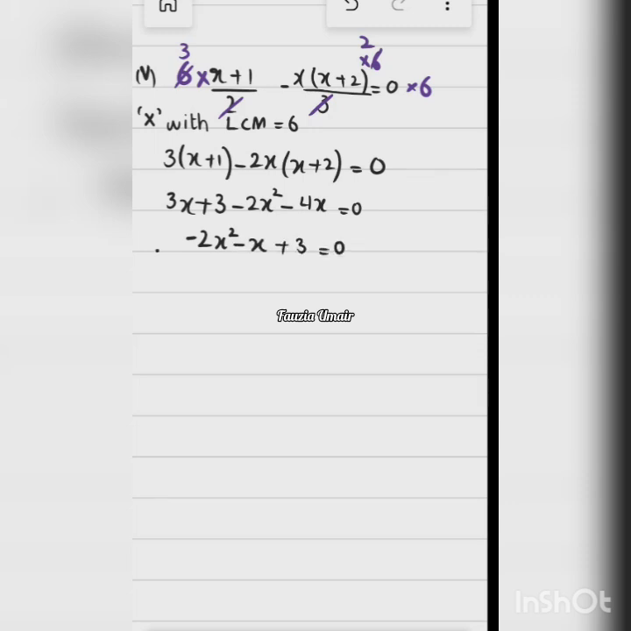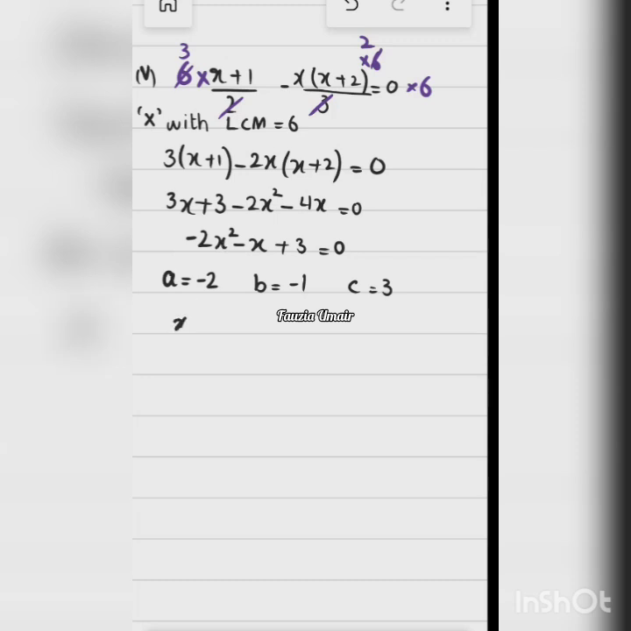Whenever there is a negative sign in front, you can take the negative sign common or you can use the same values. It does not make any difference. What is A? Minus 2. Very good. What is B? Minus 1. And C is 3. Right?